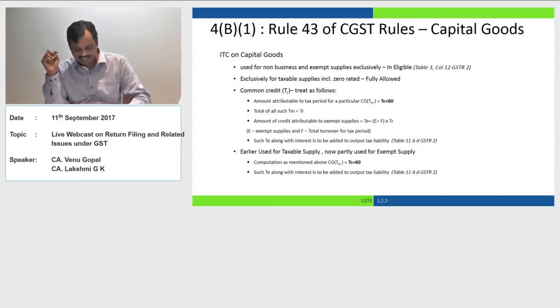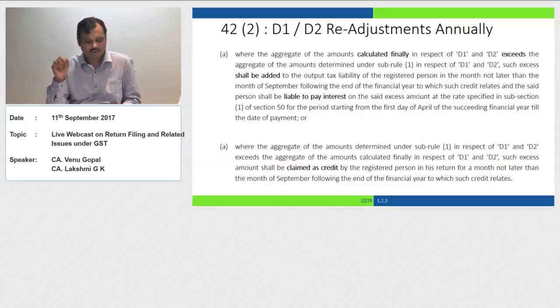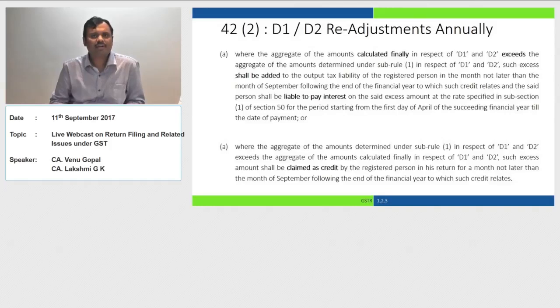So the 89 I have again reiterated. So that is rule 42.2. Whenever the provisional credit which you are reversing on account of D1 and D2 is on a higher side, and you recalculate once in a year and it should be lower, you can again claim back the input tax credit. Or if you have reversed a short credit, you will reverse the higher credit, and you will also be liable to pay interest on it.